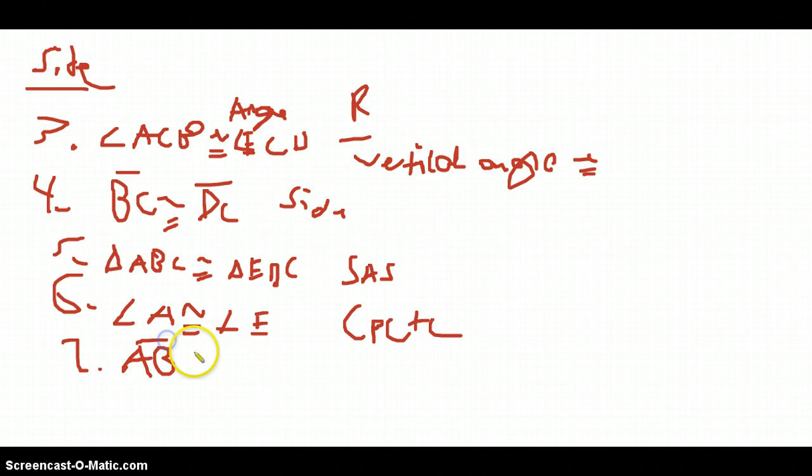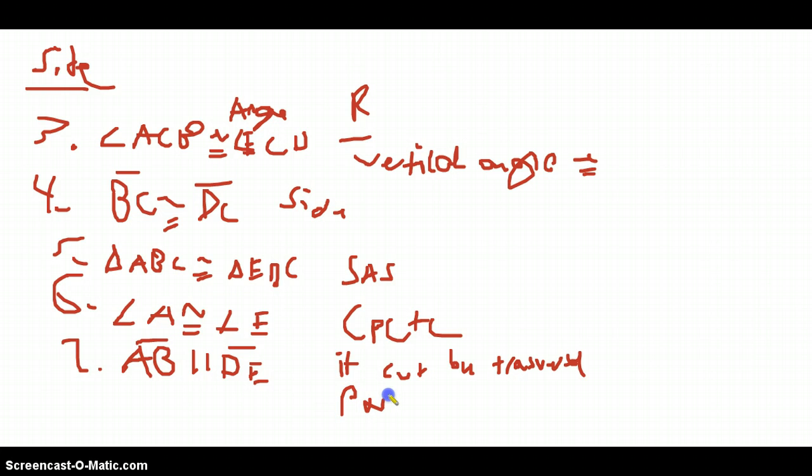Line segment AB is parallel to DE. Well, what does that mean? Well, it has to be cut by a transversal, right? So we got that the alternate interior angles are congruent, right? Angle A and angle E, so that means cut by a transversal. Well, then the lines must be parallel. So if cut by transversal, it's parallel.